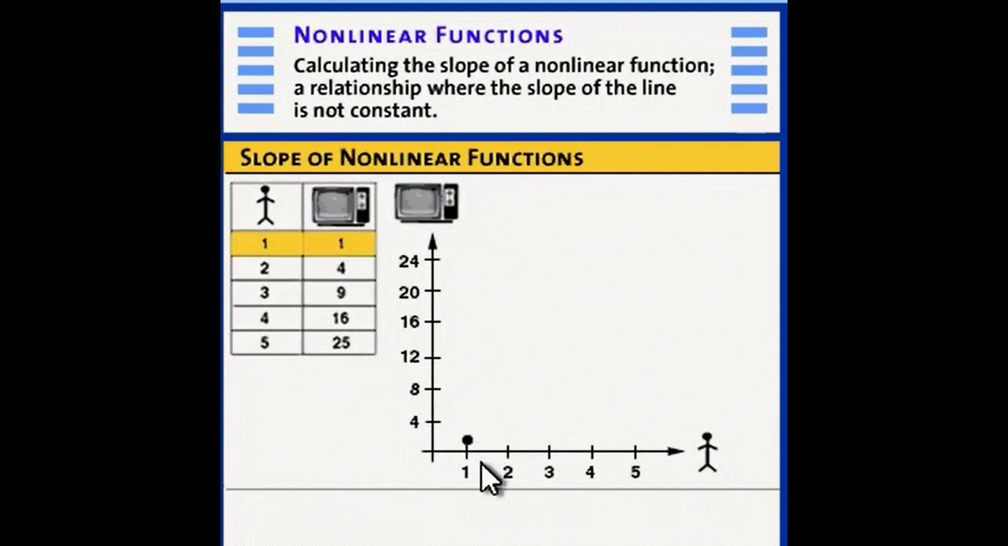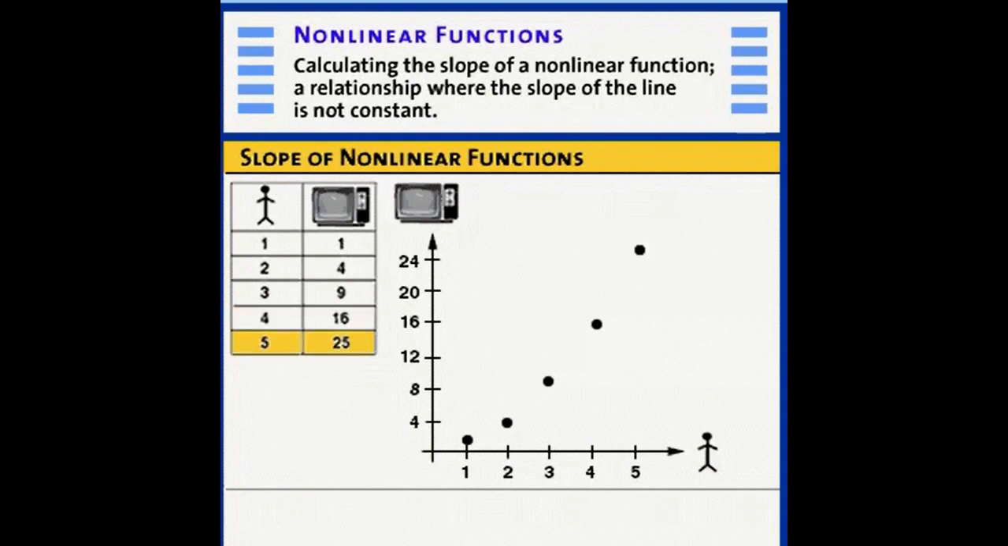So, here's my first point on my product curve. The second point on my product curve will be two workers and four television sets. So that's going to be at this point right here. Three workers are able to produce 9 television sets, so that gives me a point like this. Four workers are able to produce 16 television sets, so follow this line up here to 16. And five workers can produce 25 television sets, so follow this line all the way up to 25, which will be right here.